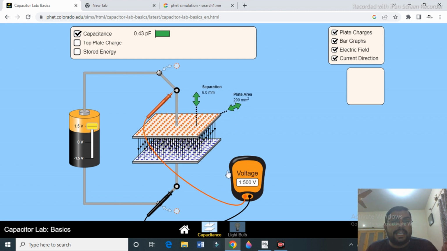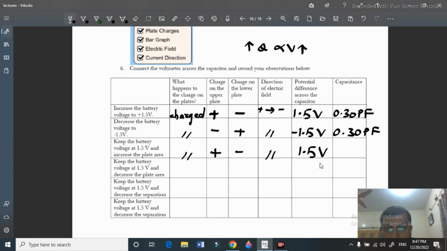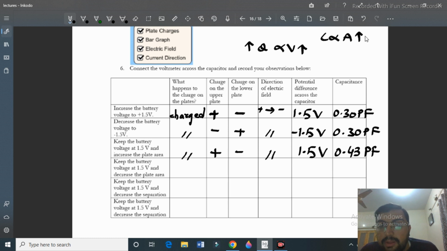As we increase the area, the capacitance of the parallel plate capacitor increases. That is 0.43 picofarad. I can write it in our observation, 0.43 picofarad. So what is the outcome now? The capacitance of the parallel plate capacitor is directly proportional to the area of the plates. As we increase the area of the plates, the capacitance will also increase.